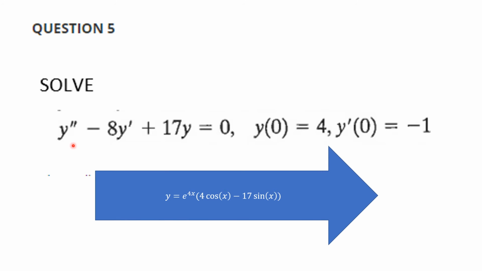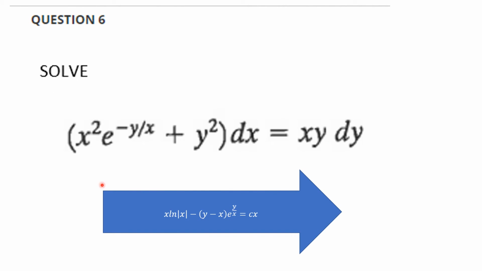This was a straightforward homogeneous differential equation, second order differential equation with constant coefficients. It was an initial value problem. Your answer should have been y is equal to e to the 4x times (4 cosine x minus 17 sine x).